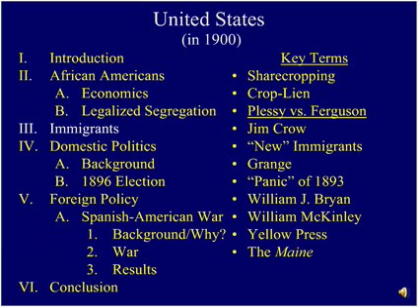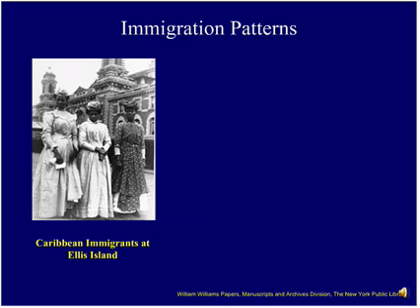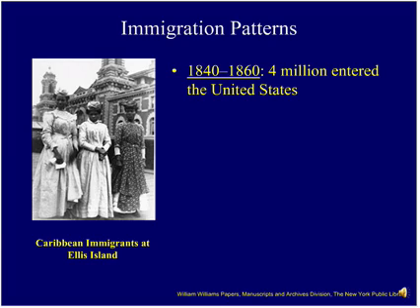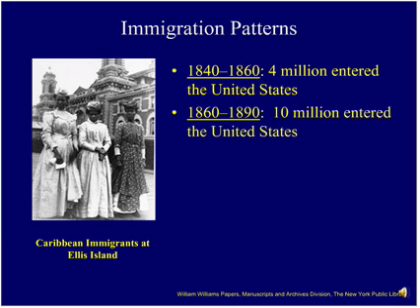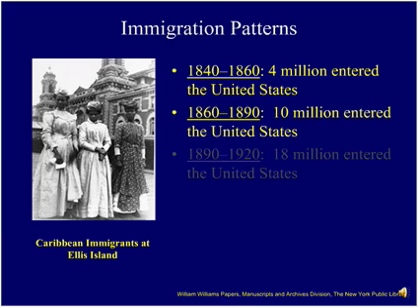The next topic to be explored will be immigrant life in the United States in 1900. I think the best way to approach the issue of immigration is to first look at some statistics. Between 1840 and 1860, about 4 million immigrants entered the United States. Between 1860 and 1890, this had jumped to 10 million. Between 1890 and 1920, 18 million immigrants entered the United States.